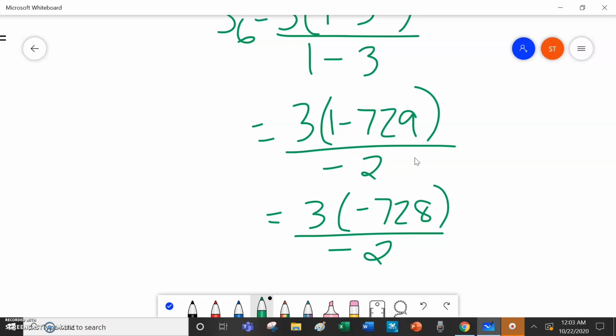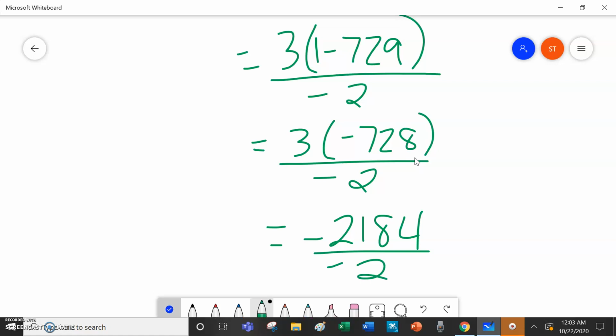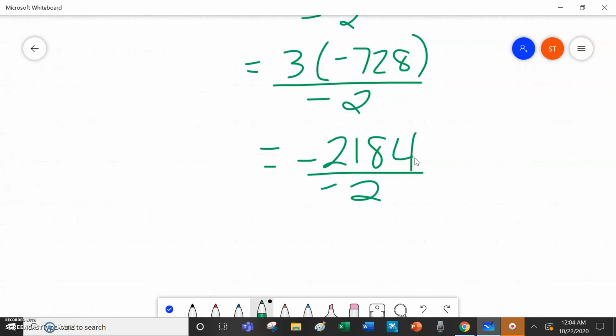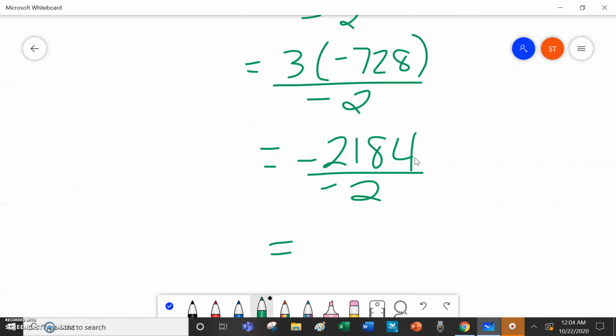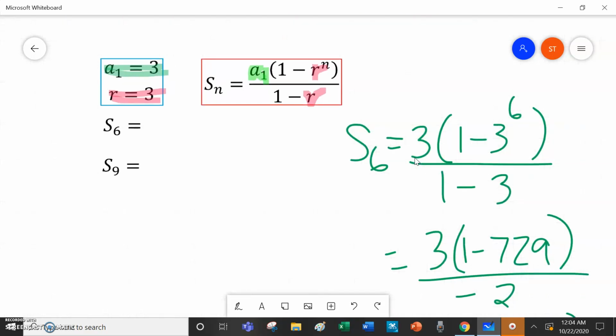Negative 728 times 3 equals negative 2,184. And when I divide that by negative 2, I get 1,092 as the sum of my first 6 terms in this specific geometric sequence. So I'm going to go ahead and put that up in my answer, 1,092.